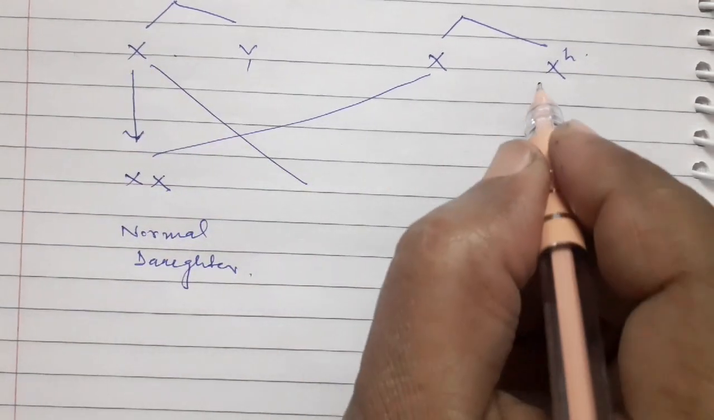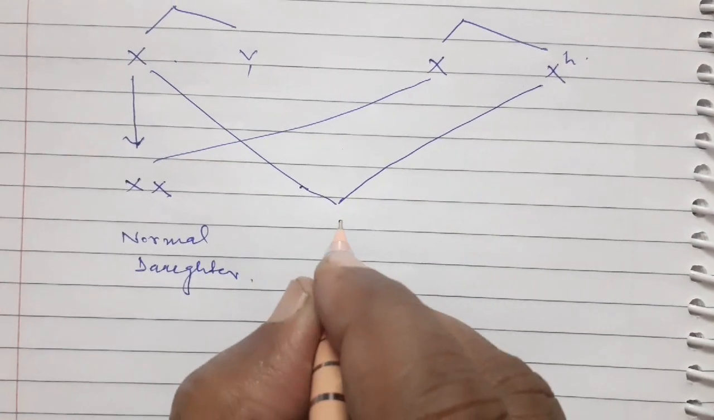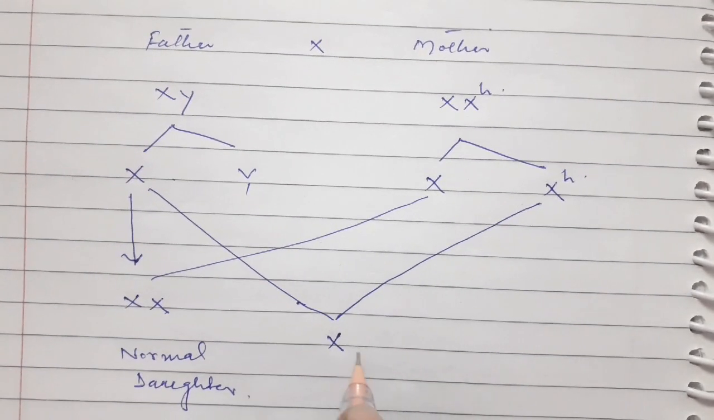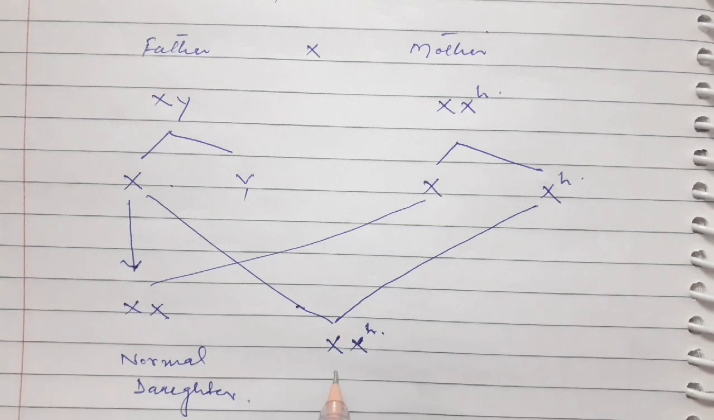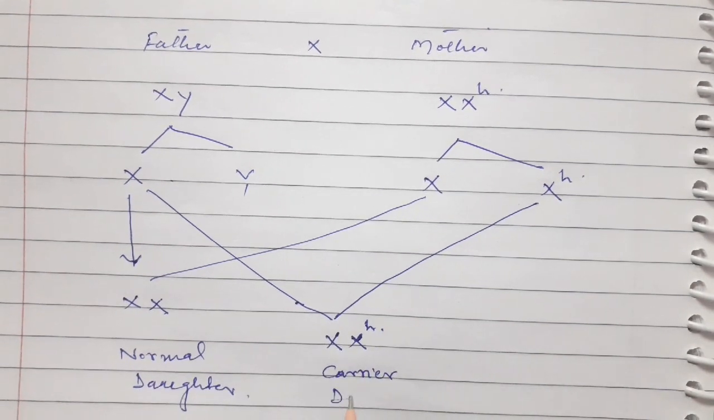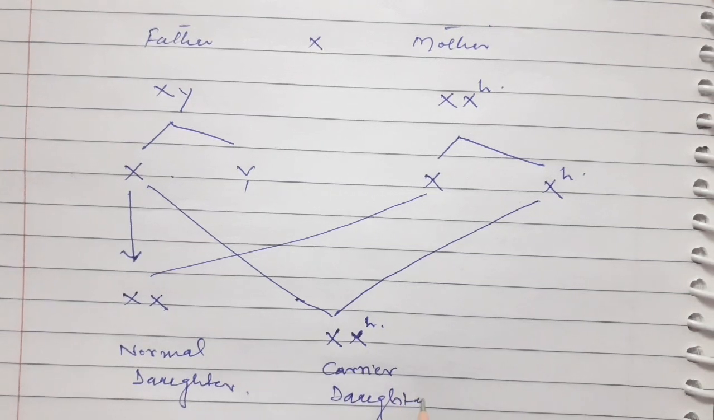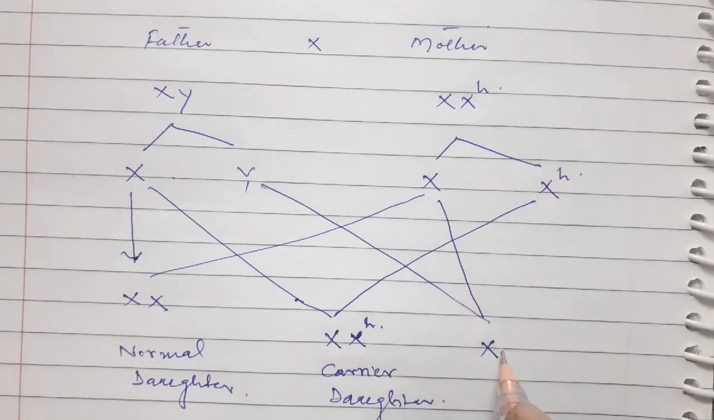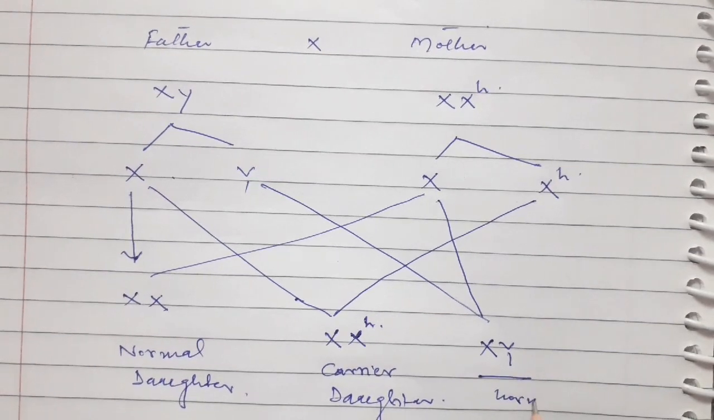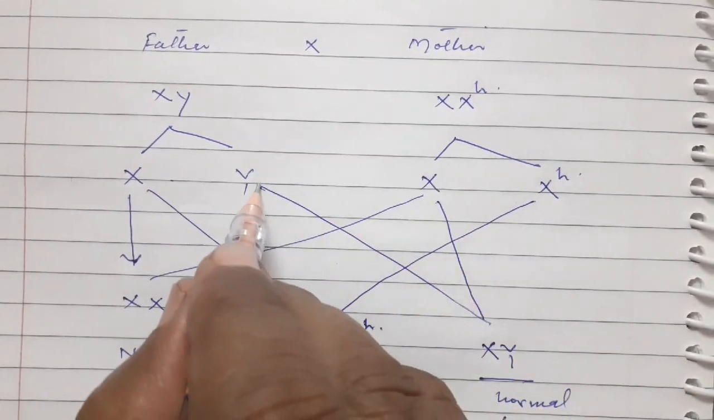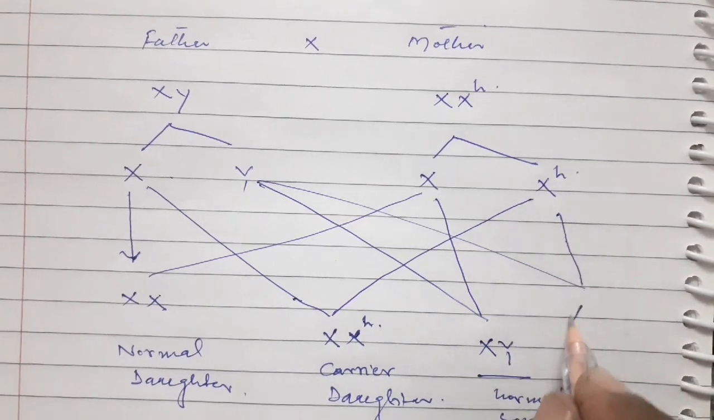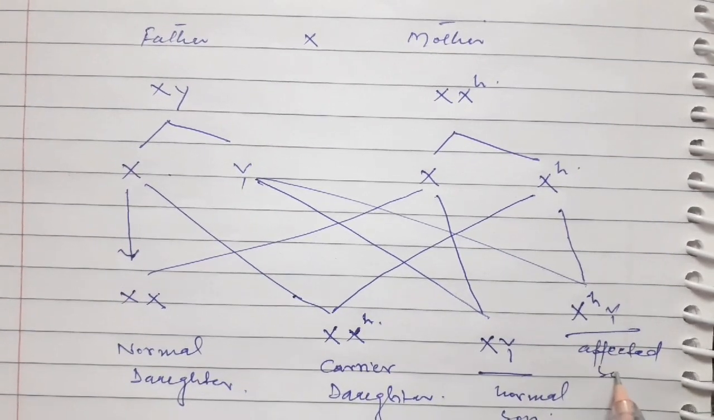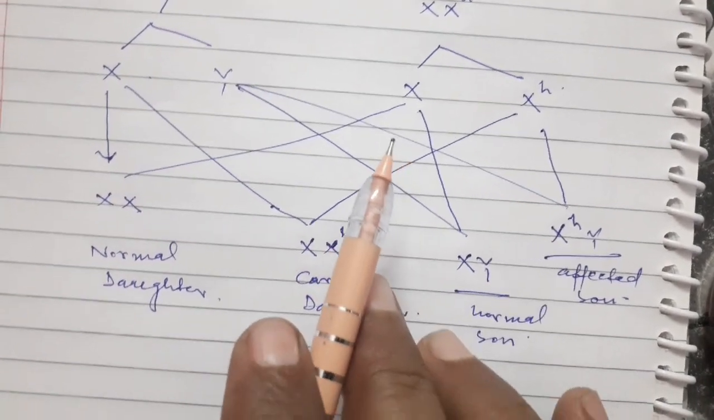When this sperm fuses with this ovum, it produces a carrier daughter. When this sperm fuses with this ovum, it gives a normal son, and this produces XY, an affected son.